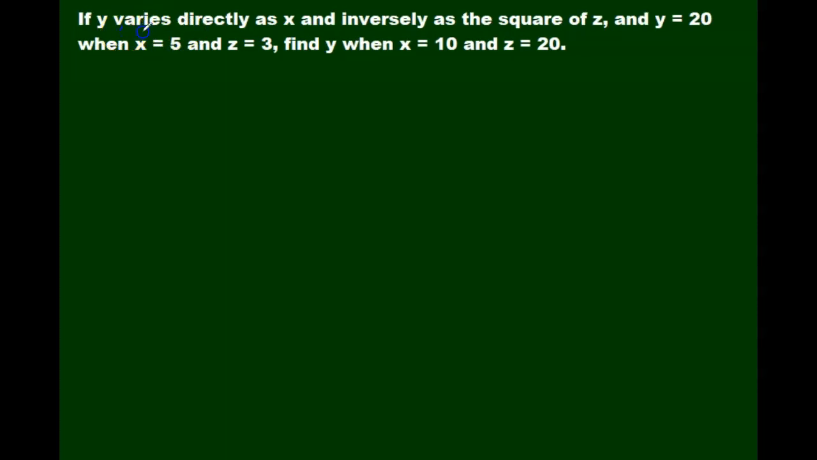If y varies directly as x and inversely as the square of z, and y equals 20 and x equals 5 and z equals 3, find y when x equals 10 and z equals 20. The first thing we want to do is to write our given information in an equation form. So we have y varies directly, so y equals k, that's our constant of proportionality, and it varies directly with x, so we can say it's kx, and inversely, so it's over the square of z.